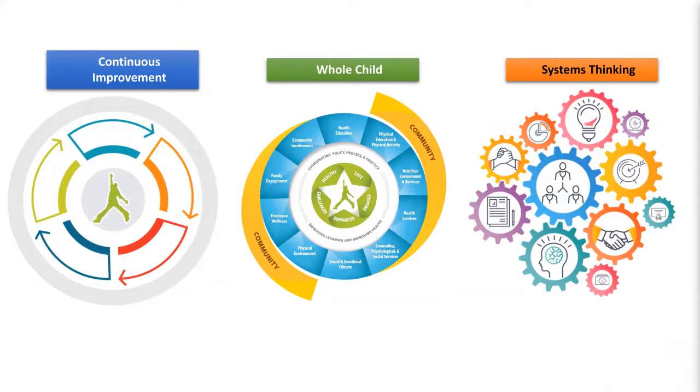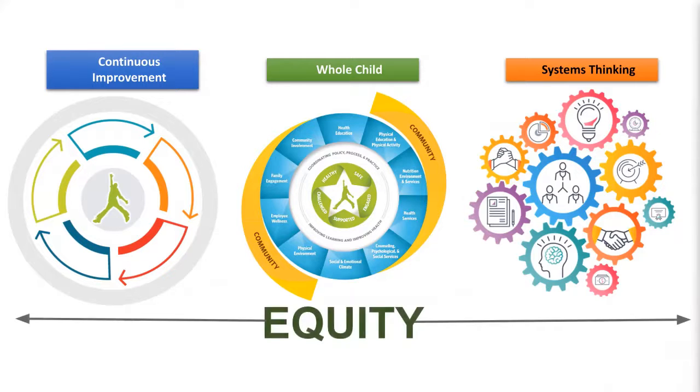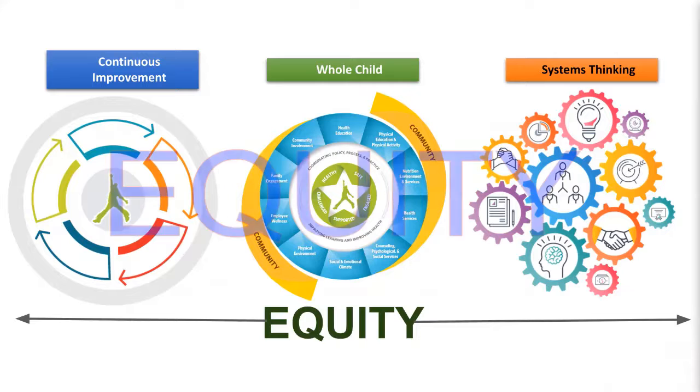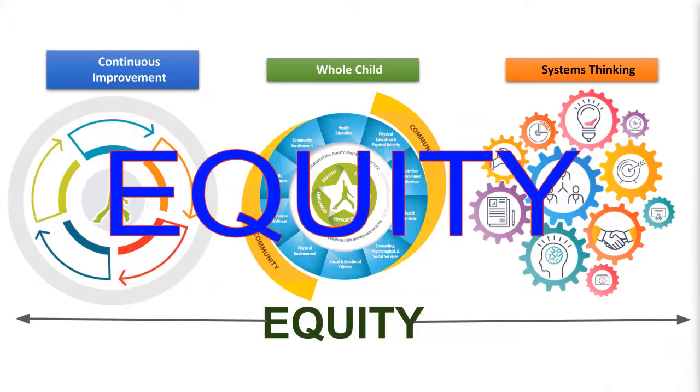The components of MICIP are continuous improvement, whole school, whole child, and whole community, and systems thinking. Threaded throughout all of it is equity. How do we ensure that we keep equity at the forefront of our thinking and not as an afterthought? Simply by making sure it's woven through everything we do in the continuous improvement process.